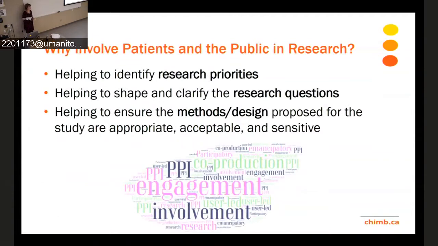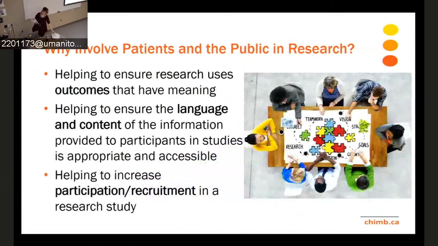And so we can involve people with lived experience in a number of ways to help identify research priorities that actually have meaning to people with lived experience. We can involve communities in helping shape and clarify the research question, or ensure that some of the methods or design that are being proposed for the study are actually appropriate, acceptable, sensitive to the real world context of people living with a health issue. Also helping to ensure research uses outcomes that have true meaning for people and communities.